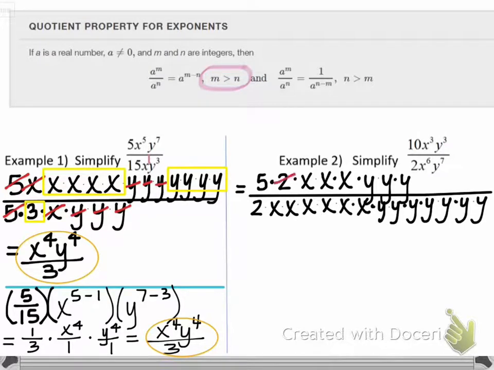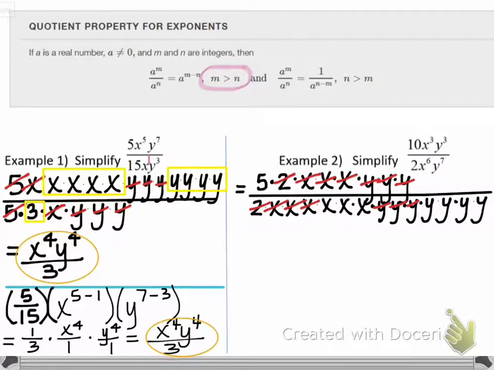Okay, now I'm going to divide out common factors. So the 2's are in common. And then for every x in the numerator, I can divide out 1 x in the denominator. So that means I can divide out 3 common factors of x. Same thing for the y's. I see that there's 3 common factors of y.